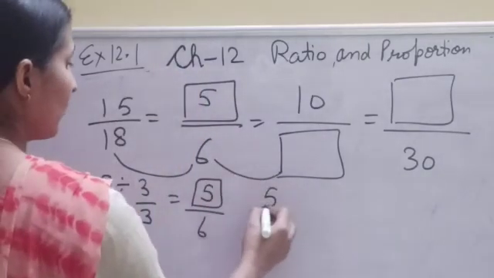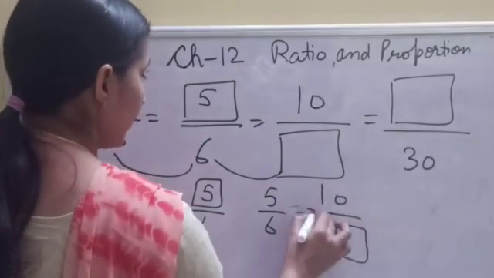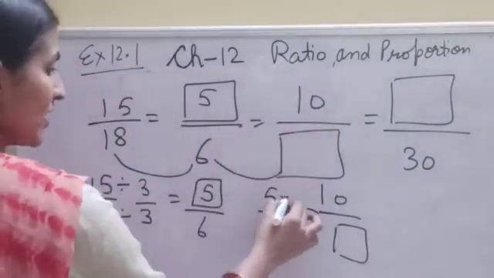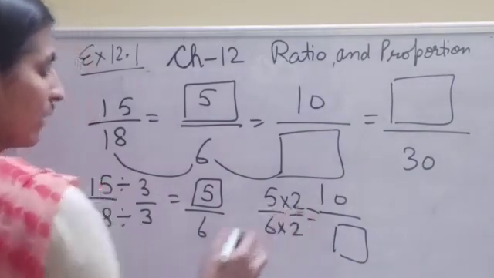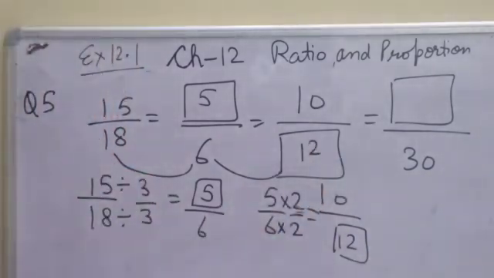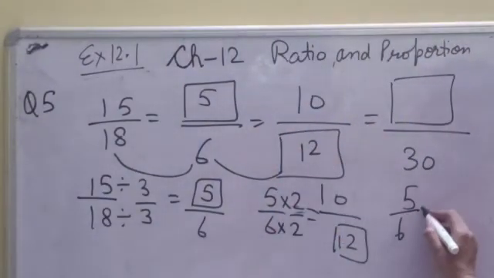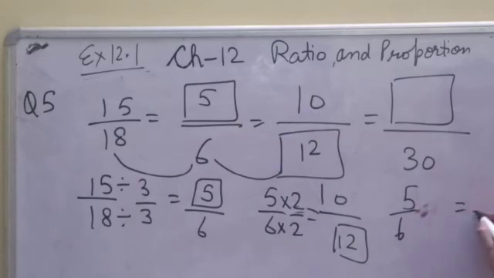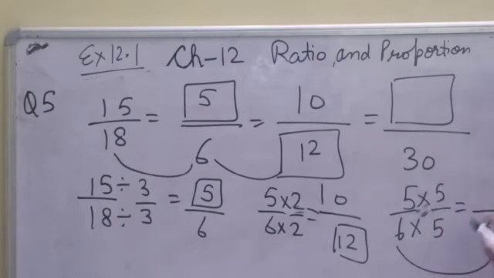Now compare these two. 5 by 6. We are getting 10. It is increasing. Increasing means we have to multiply. 5 twos are 10, so this also we have to multiply by 2. 6 twos are 12. So here your answer is 12. Then the third one, compare with 5 by 6. Here it is 30. Again it is increasing, and increasing means we are multiplying. So 6 fives are 30, so this also we have to multiply by 5. 5 fives are 25.